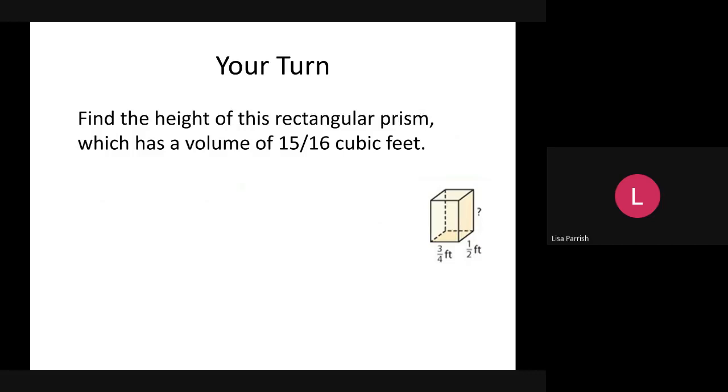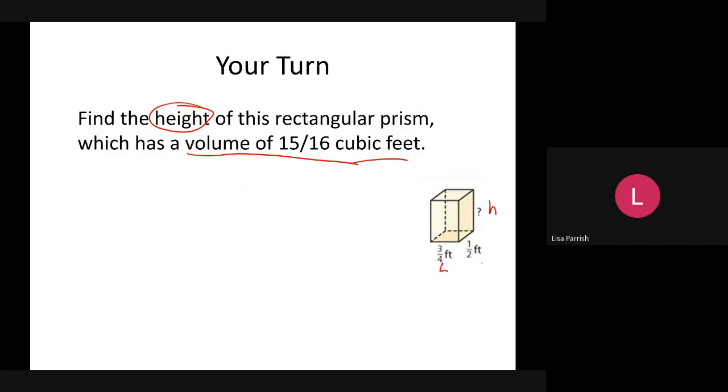Okay, hopefully you paused the video and worked this one out. It tells us we are trying to find the height. This one doesn't give us a lot of information in the words, but it tells you that you're trying to find the height and it has a volume of 15/16. So we've got fractions here. All right. So we know we are trying to find the height. So that's going to be where the question mark is.